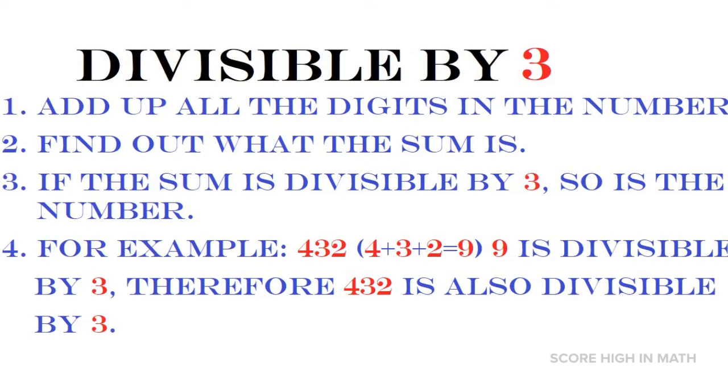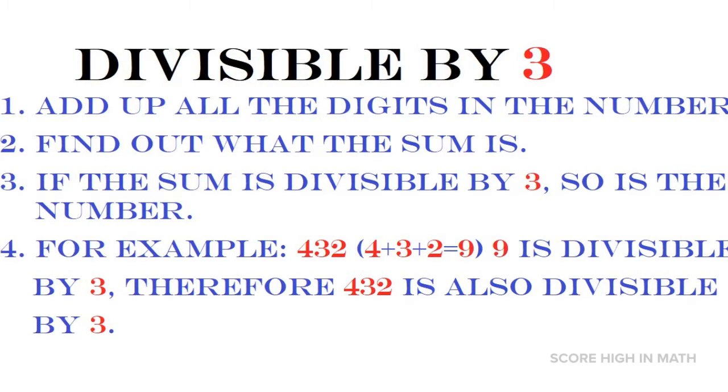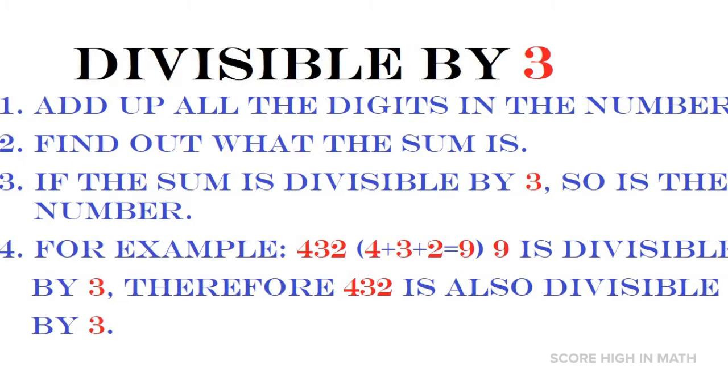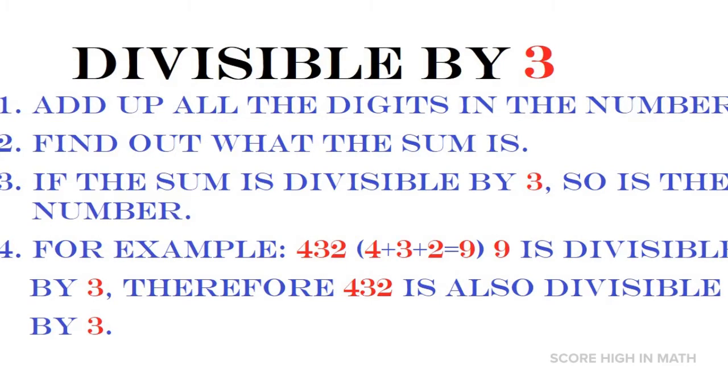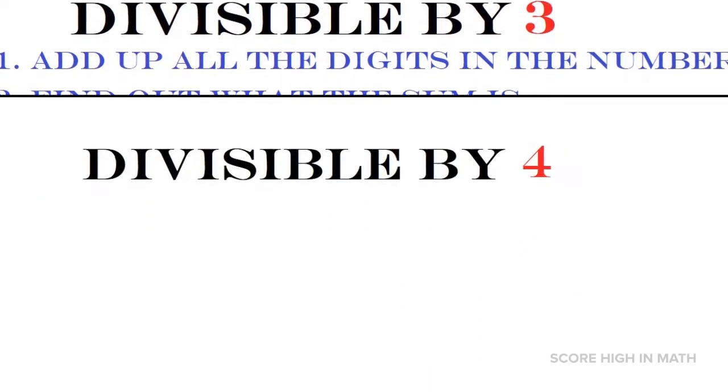Let us work on 432. We're going to add up all the digits. So, 4 plus 3 plus 2 is equal to 9. 9 is divisible by 3. Therefore, 432 is also divisible by 3.